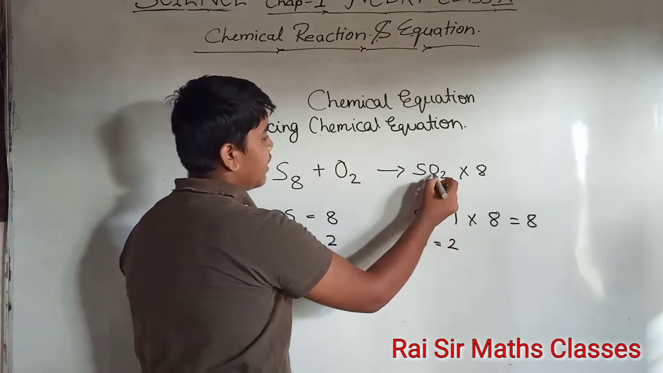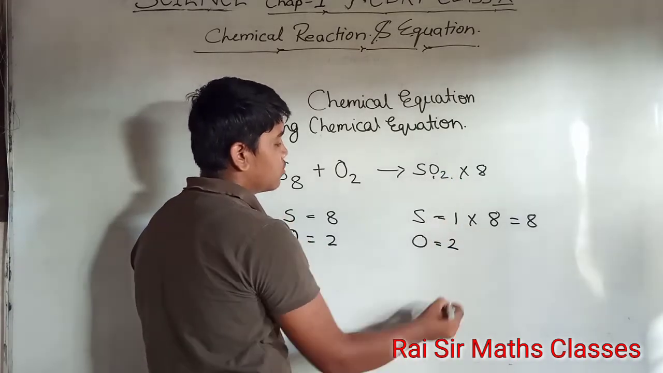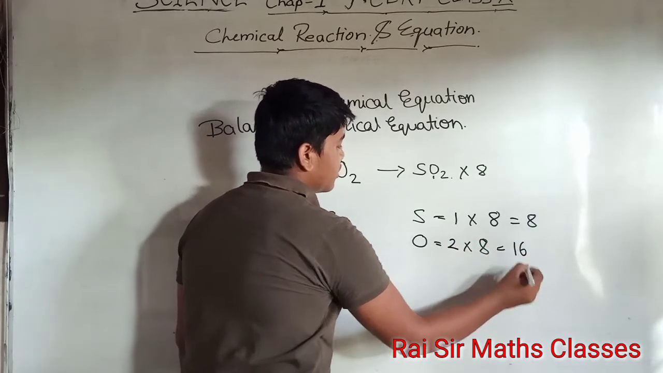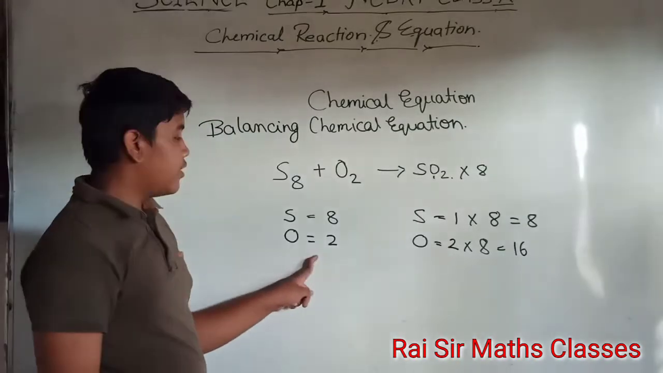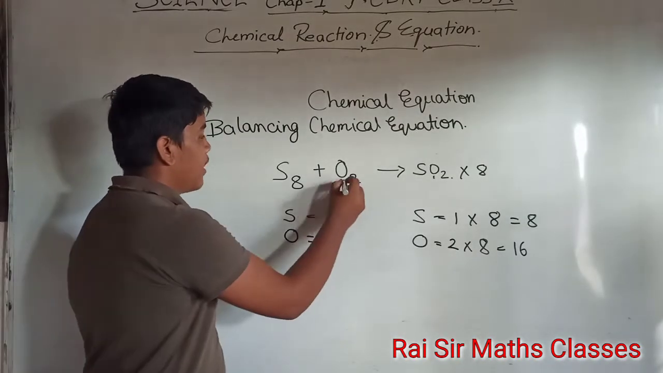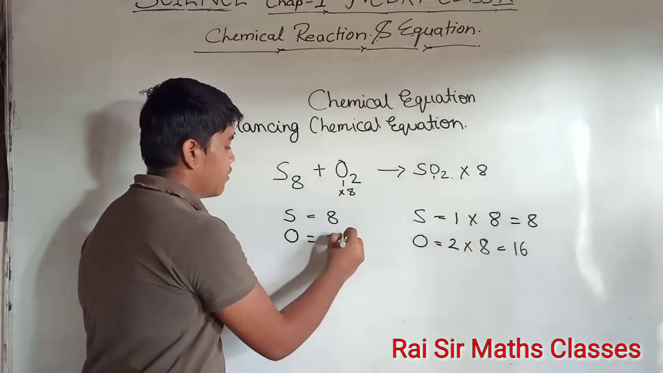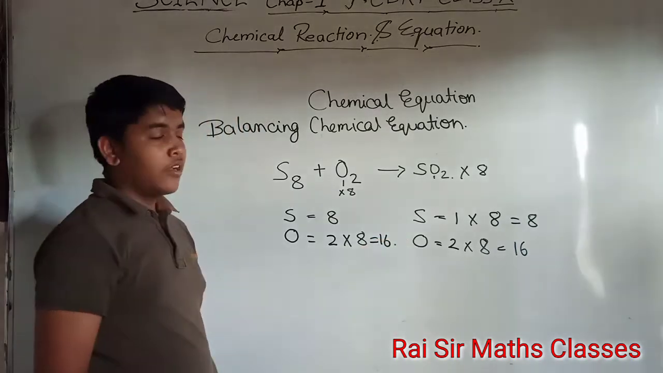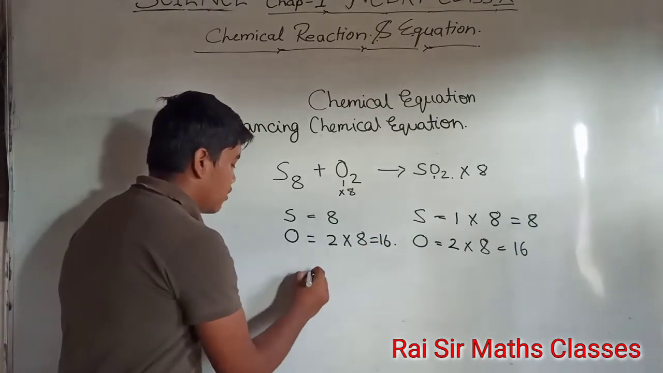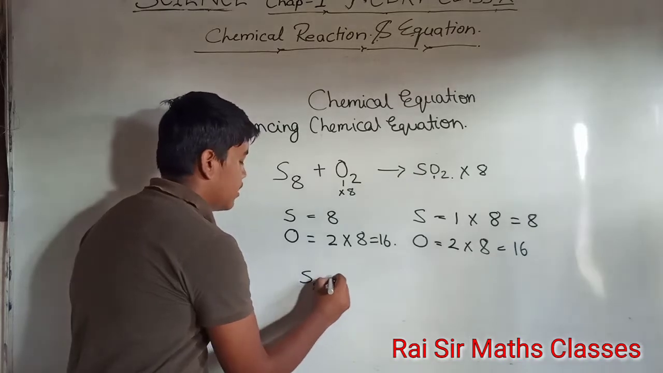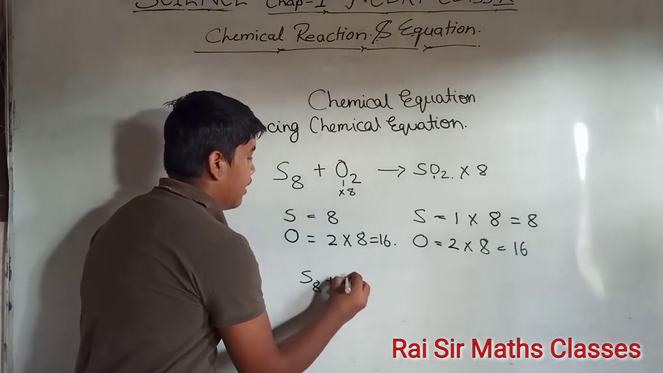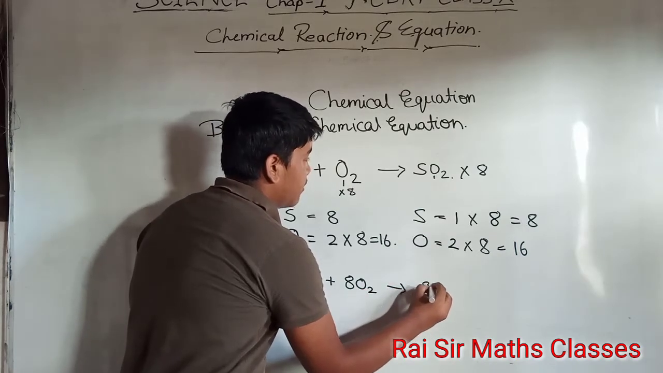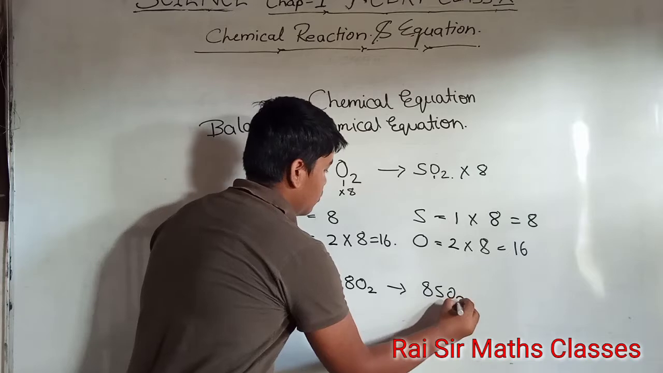But we can see that it has a relation with O2 also. So it is getting multiplied by 8 also. So we are getting 16. Now our oxygen is not balanced, so we have to multiply it by 8. Now what is the chemical equation now? S8 plus 8O2 will give us 8SO2.